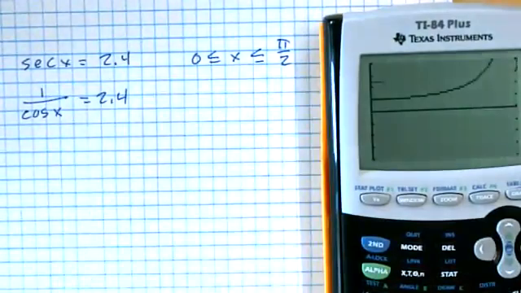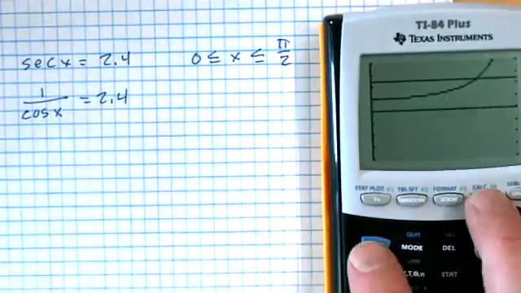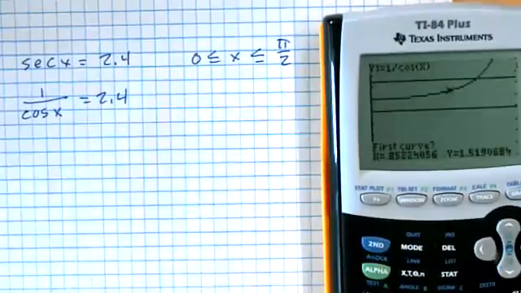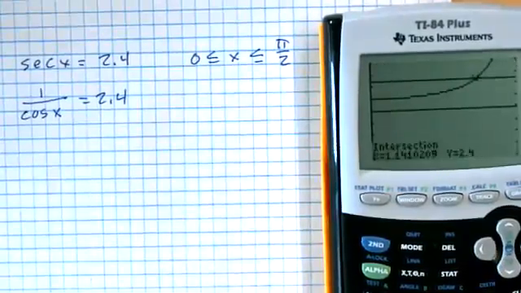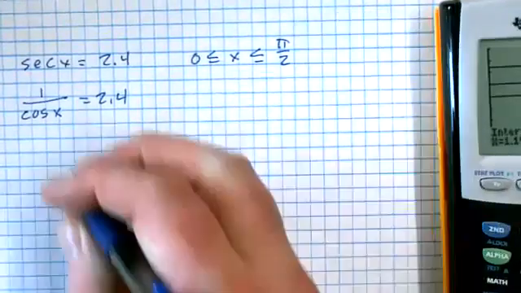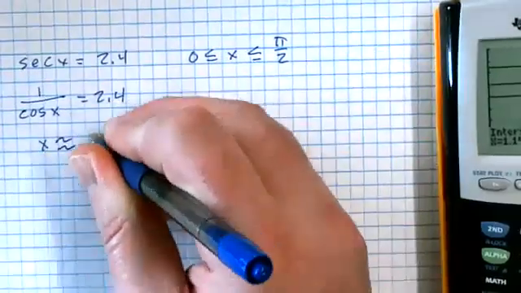So that kind of reminds me of secant. It's kind of got that curve going up, and I do see one intersection, so we're only going to have one solution. We'll do second calc intersect. Get it pretty close, hit enter 3 times, and it'll find it for you. It's coming up with about 1.14. Did they tell us how to round? They did not. I'm going to say x is about 1.14.